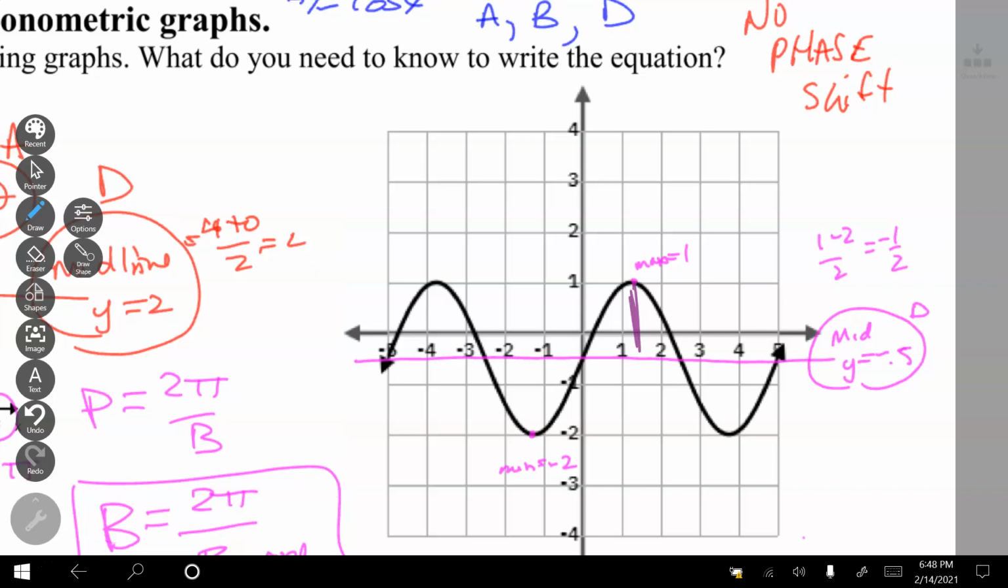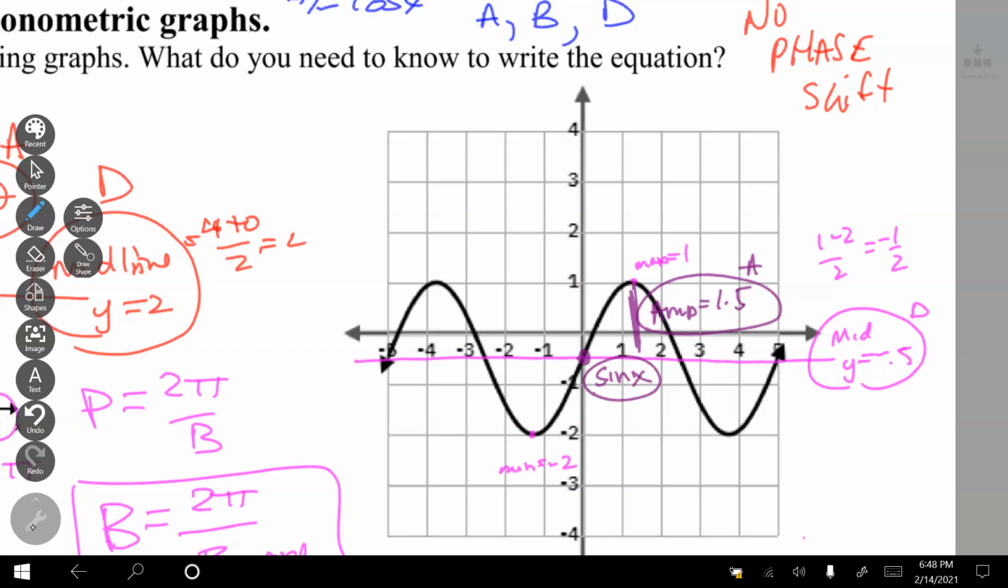My amplitude is from here to here. My amplitude is equal to 1.5. When I do the difference between them, this is my a value. This one starts on the midline and goes up, so this is a sine graph.